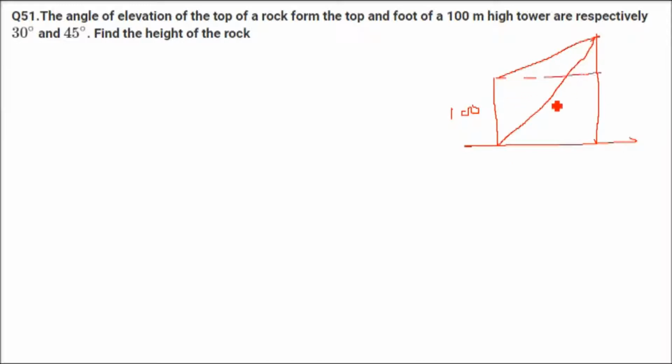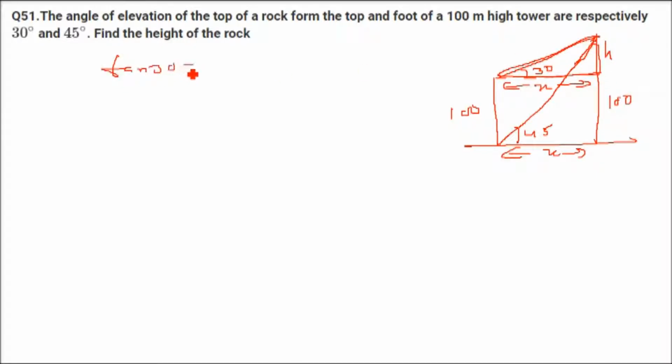This is 30 degree and this is 45 degree. Now we have to find the height of the rock. So let us assume this to be h and this is of course 100. Why we have taken this? Because we'll add h with 100 and then we'll find out the final value. So now let it be x, the distance between the tower and the rock. So I'll take this triangle first, or rather this one first.